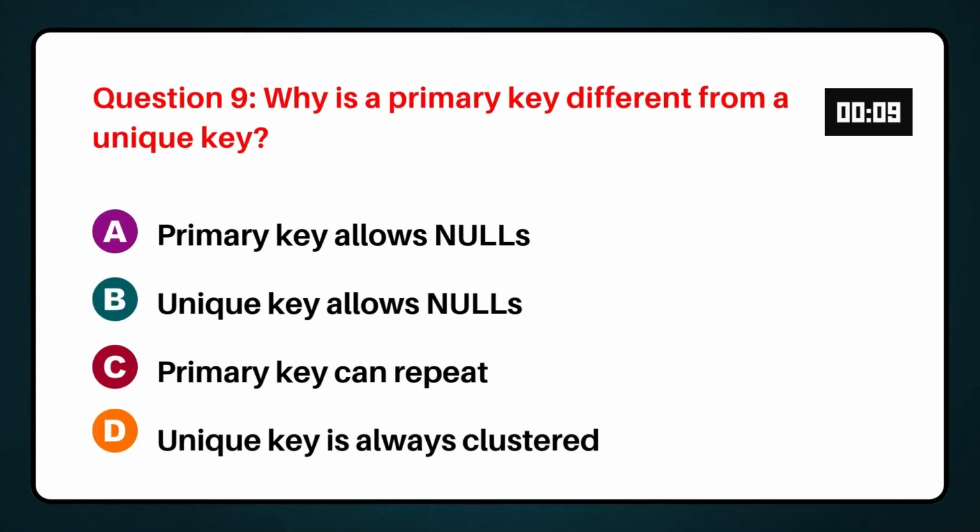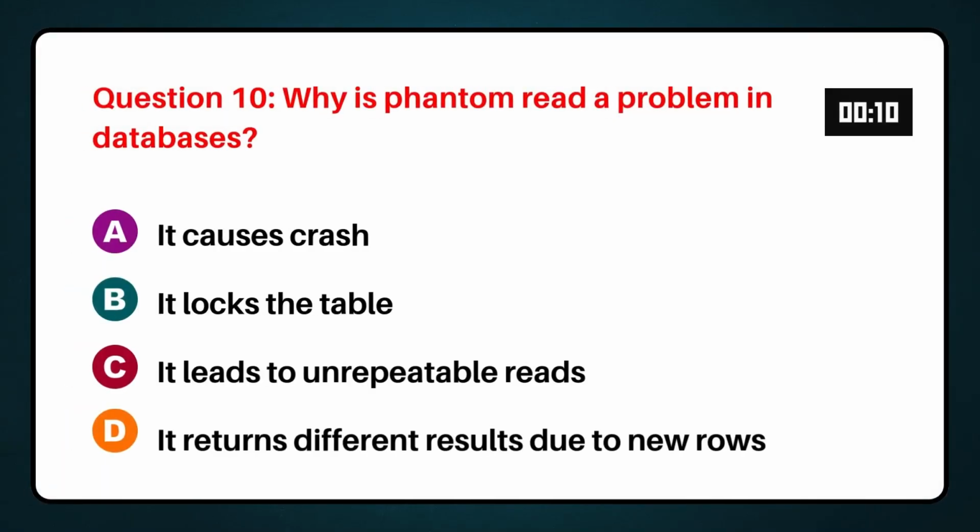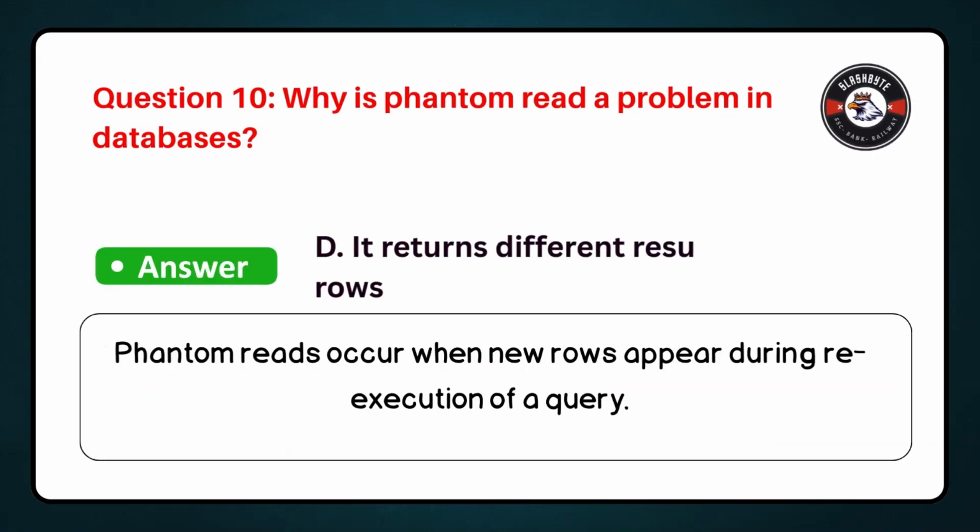Question 9. Why is a primary key different from a unique key? Correct answer, B. Unique key allows nulls. Question 10. Why is phantom read a problem in databases? Correct answer, D. It returns different results due to new rows.